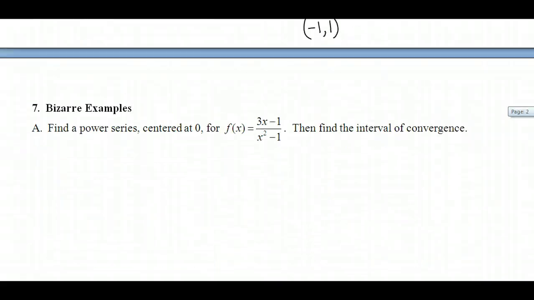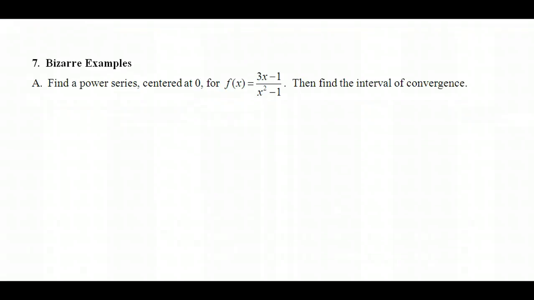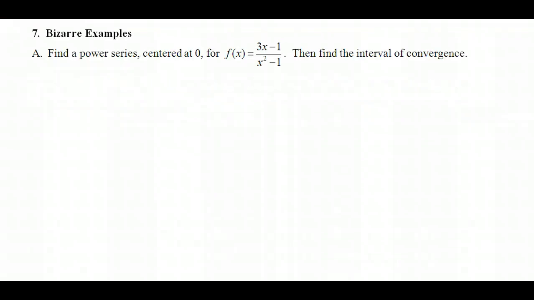All right. So those operations are going to be used for these bizarre examples. And that's what I like to call them, because they are just a little bit bizarre. We want to find a power series centered at 0, and our function is (3x - 1) divided by (x squared - 1). And we want to find our interval of convergence.